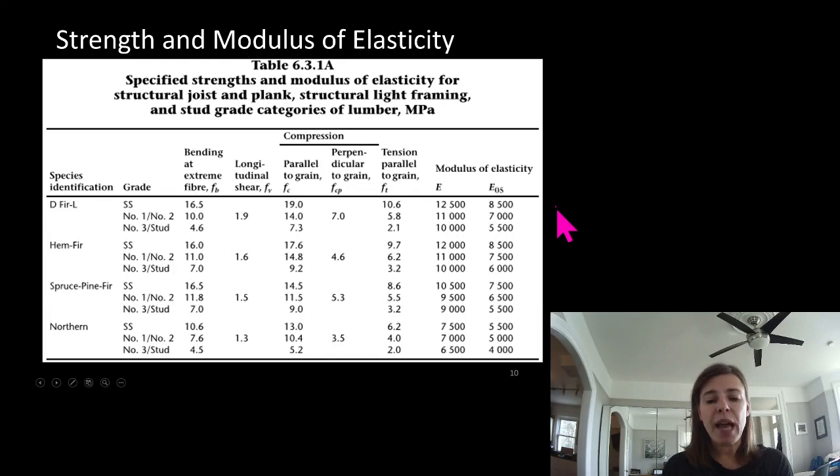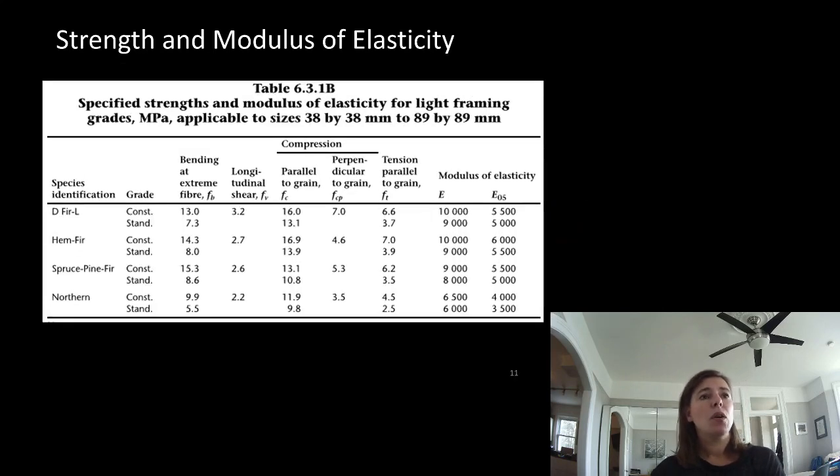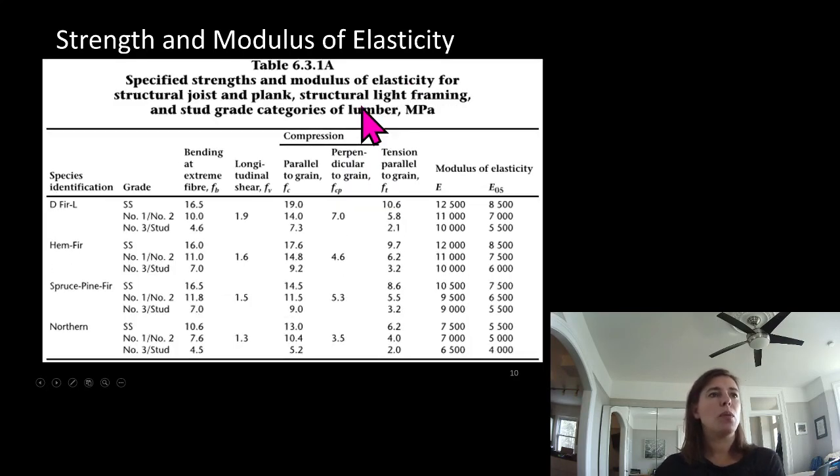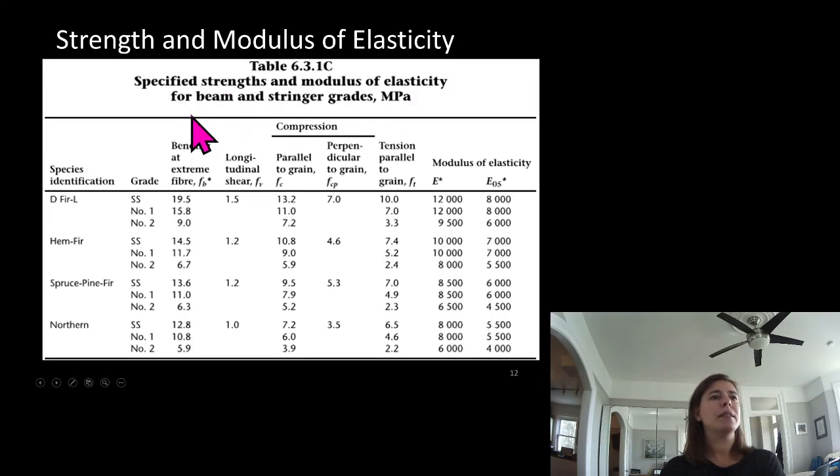Well, what if we didn't have joists or studs? What if we had light framing? Again, this one we're not going to use. Don't worry about this one. I just wanted to show you that this one exists. Here's our beam and stringer grades. So these are what we would call a beam. This one was what we would call our joists, similar to our purlins in steel. And then this would be our beam category.